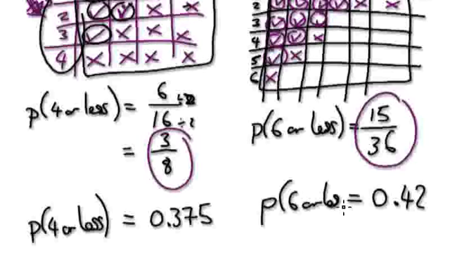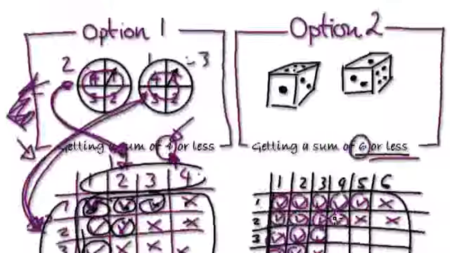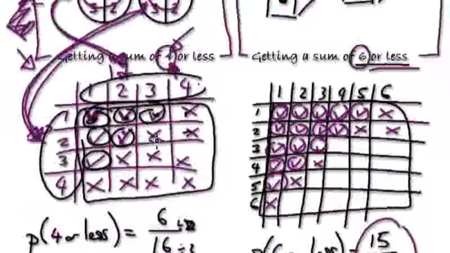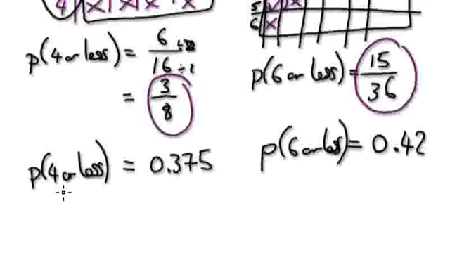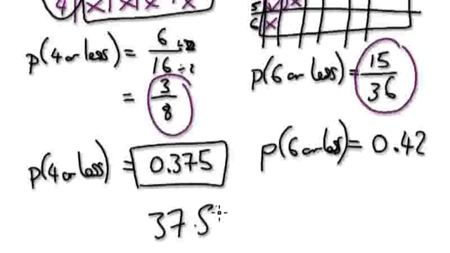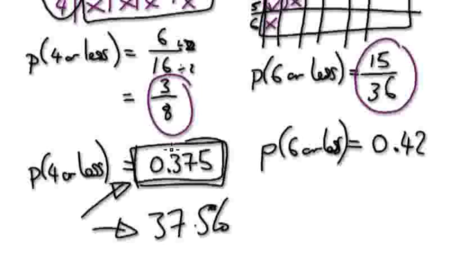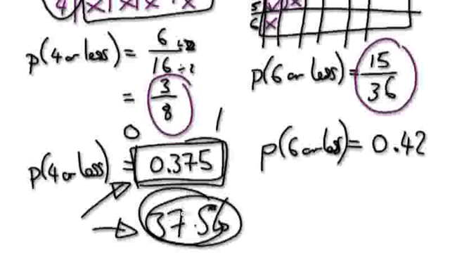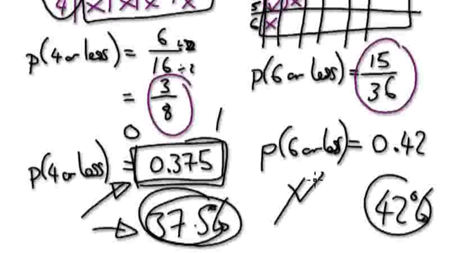So given this scenario here, the probability of us getting 4 or less is roughly 37.5%, if you like. Well, when you're talking about probability, you're not actually allowed to use percent. You have to give a number between 0 and 1. This is just another way of looking at it, percent. So it's roughly 37% chance of happening. This one here, you've got 42% chance of happening. So really, this one is easier to get.